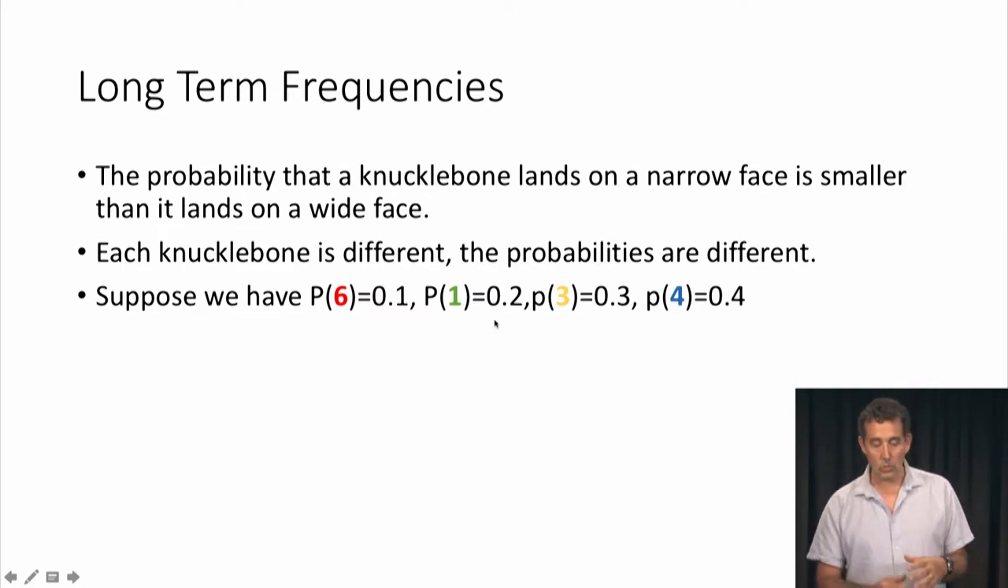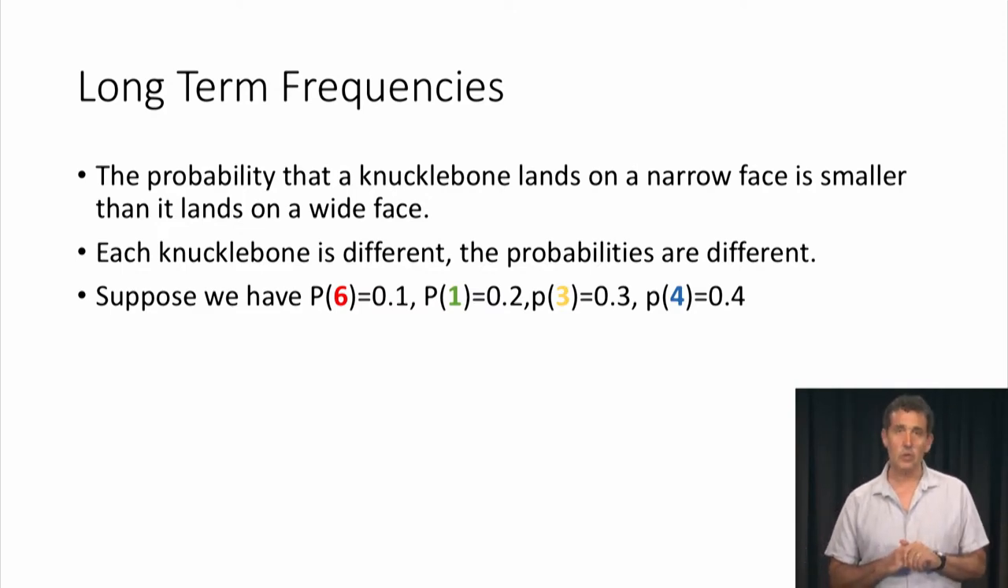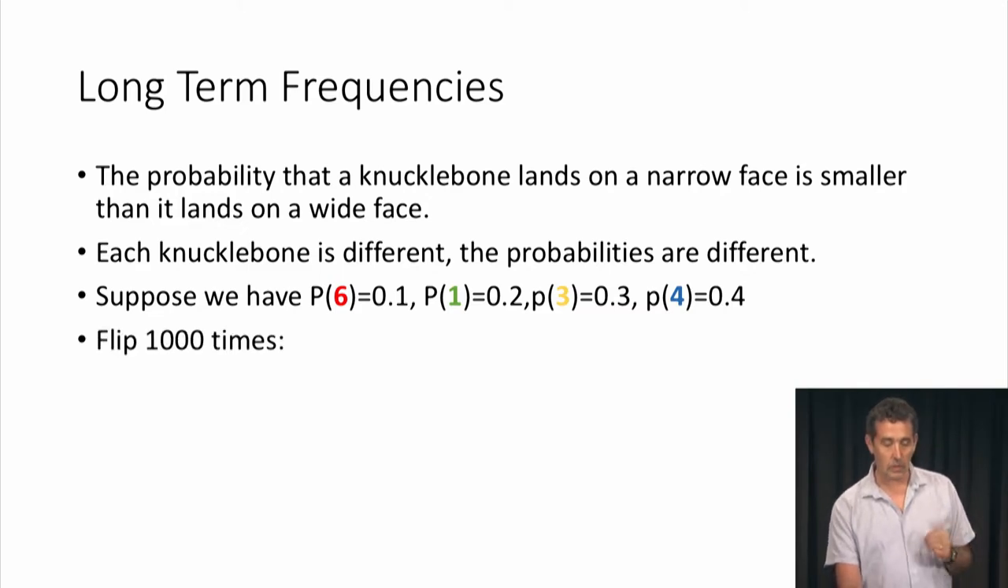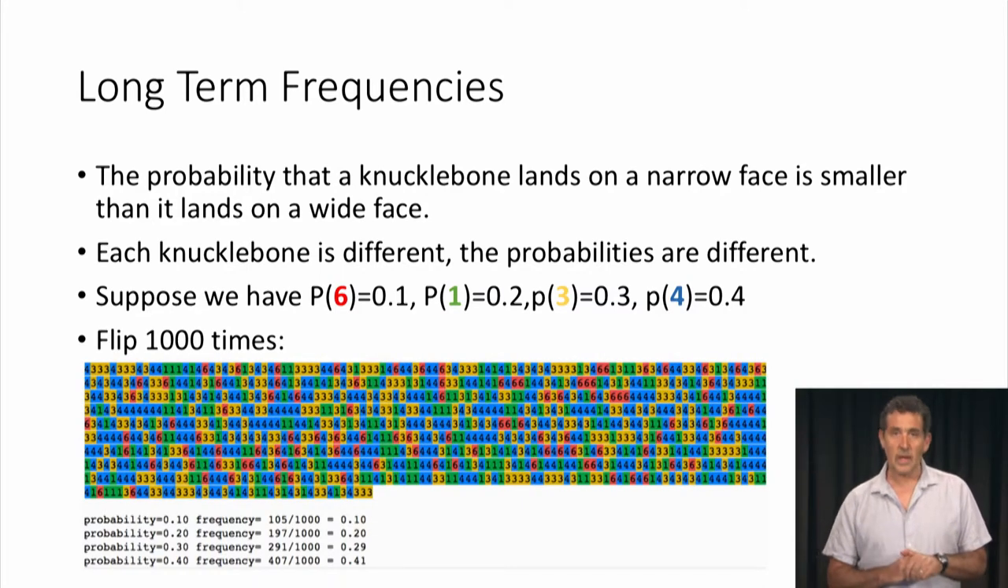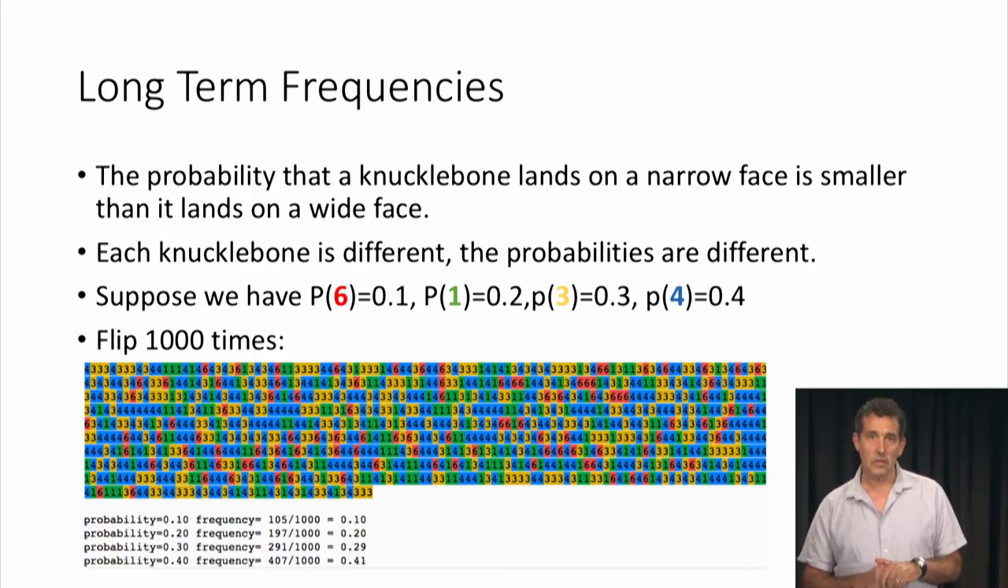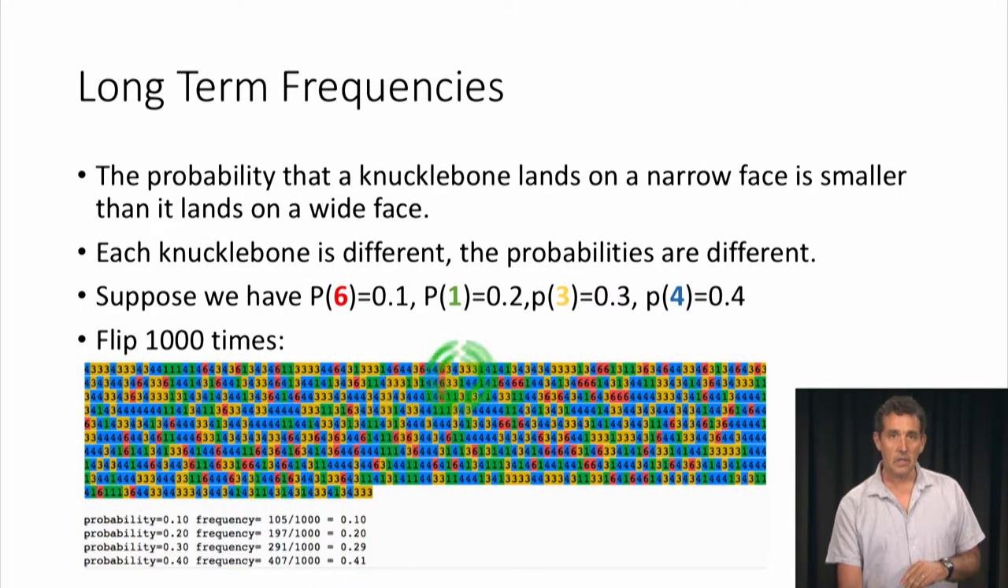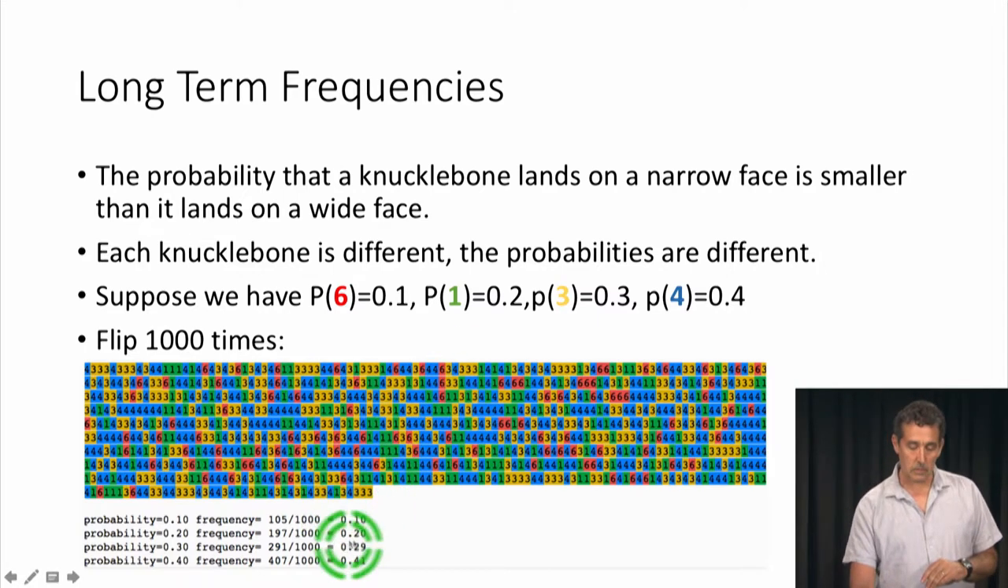So what we can do, and you can download that notebook, is we can simulate flipping the knuckle bone many times and seeing what comes out. So let's flip it 1,000 times. And here we have the sequence of 1,000 outcomes. And at the bottom here, we have how many times we got each one of the outcomes.